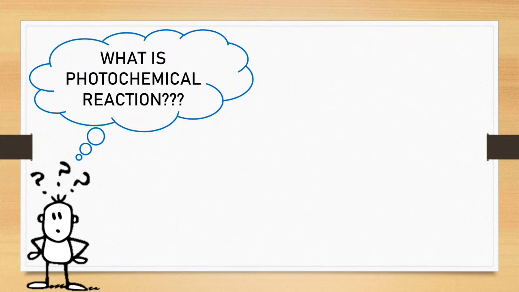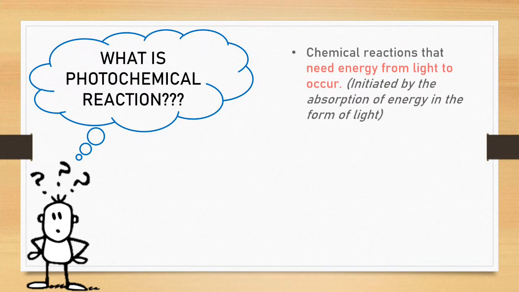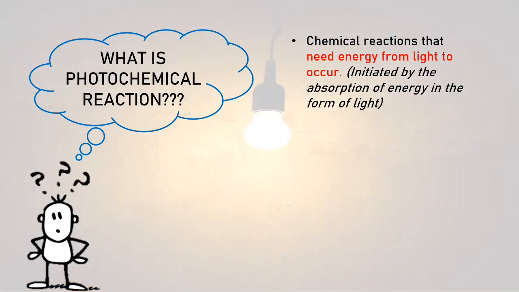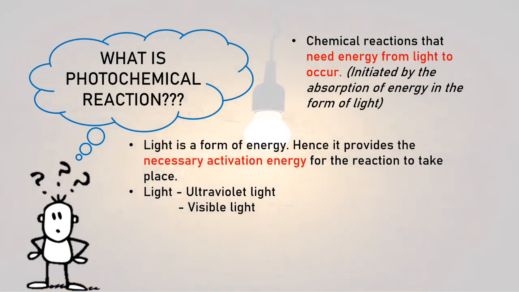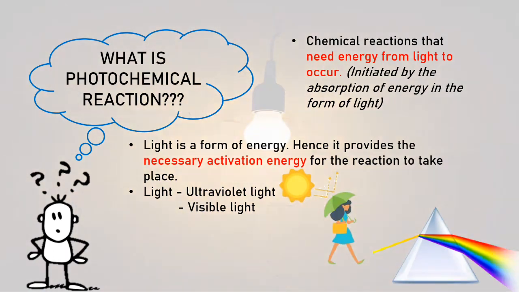So, what is a photochemical reaction? This is a chemical reaction that needs energy from light to occur. As we learned before, light is a form of energy, hence it will provide the necessary activation energy for the reaction to take place. There are a few examples, like ultraviolet light, UV, and visible light.